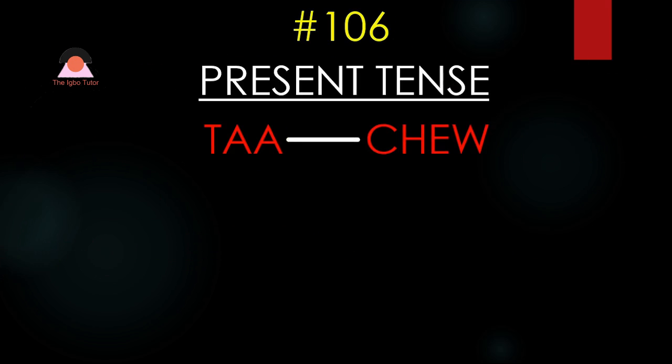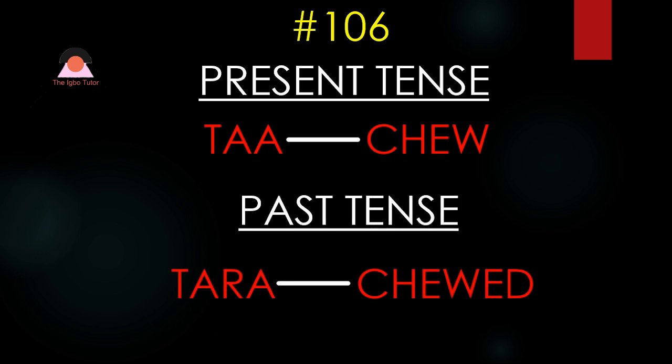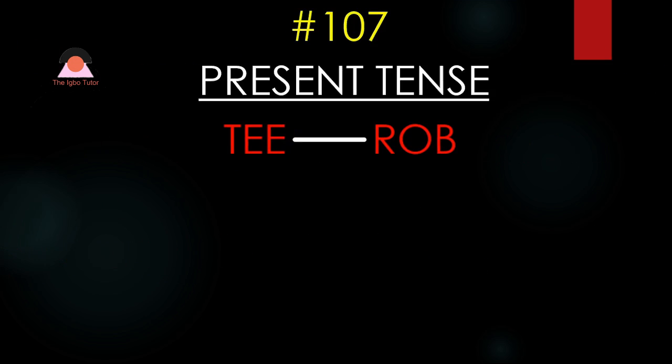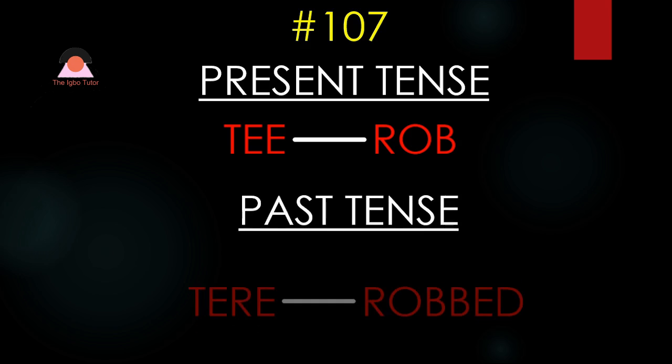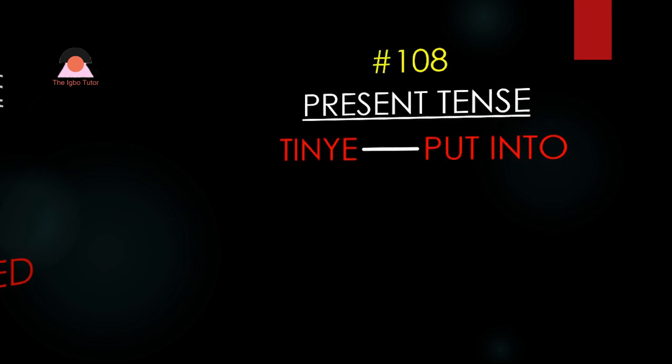And the word is ta, which means chew. Ta, meaning chew. What is the past tense of ta? It is tara, chewed. Let's go to 107. The word is te, meaning rob. Te, rob. What is the past tense of te? The past tense of te is tere. Tere, robbed. And then we go to 108.